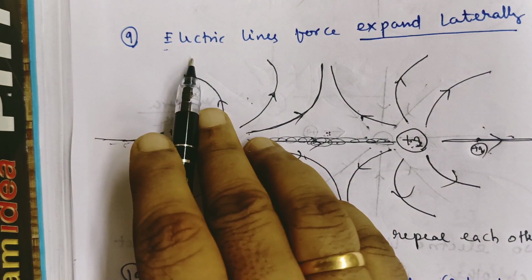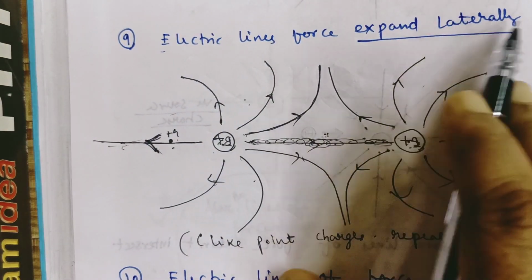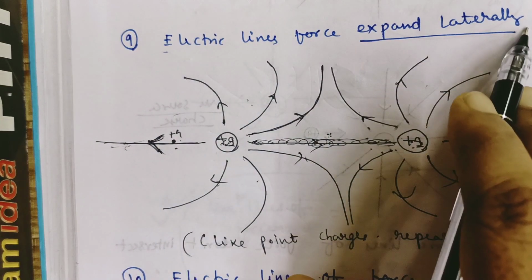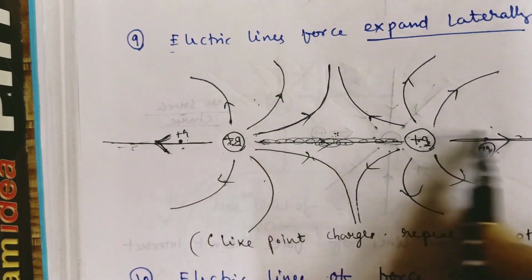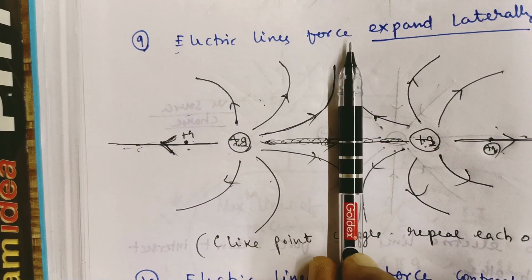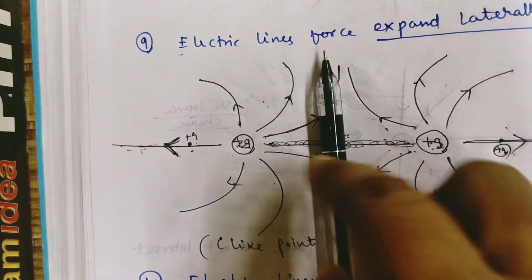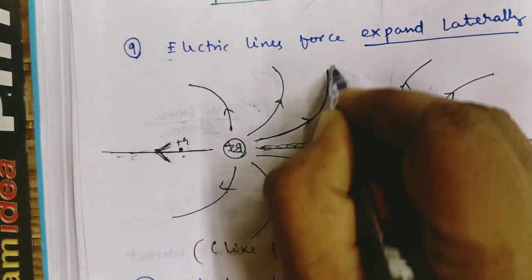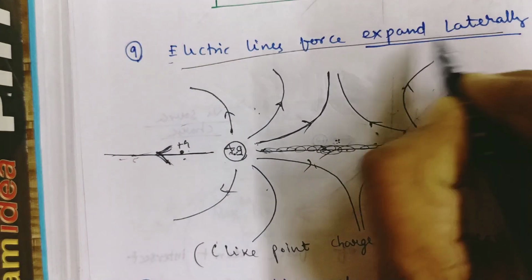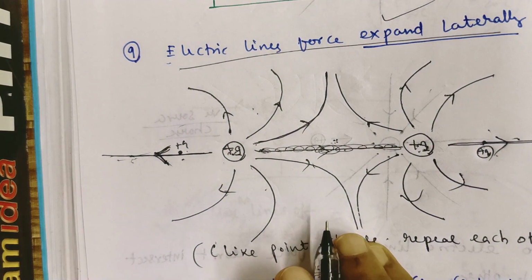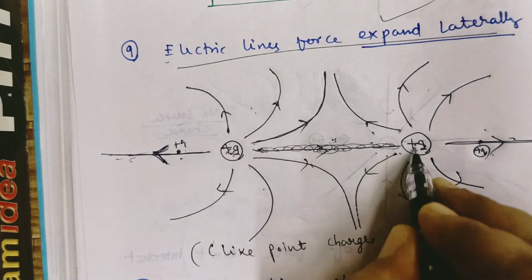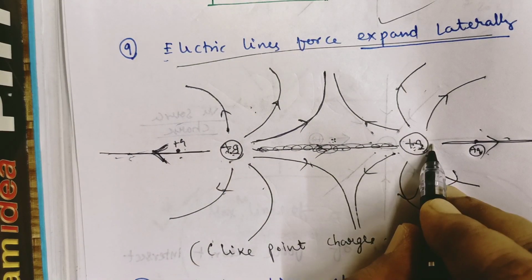And here the point is written that electric lines of force expand laterally. Why is this line written? Lateral means this is a longitudinal line and this line is lateral. As the lines of force are expanding laterally, that's why the words expand laterally are written. Why expanding? Because like point charges repel each other.